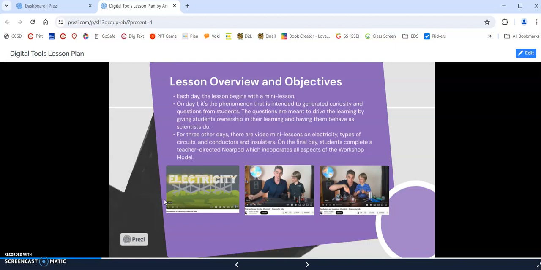It's meant to drive the learning, and it's also meant to give students ownership in the learning, behaving as scientists behave. For the other 3 days, we had video mini lessons on electricity, types of circuits, conductors, and insulators, and on the final day, we had a Nearpod that incorporated all aspects of the workshop model in one lesson.